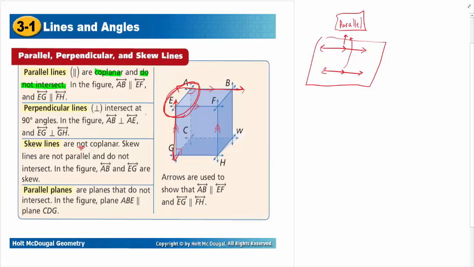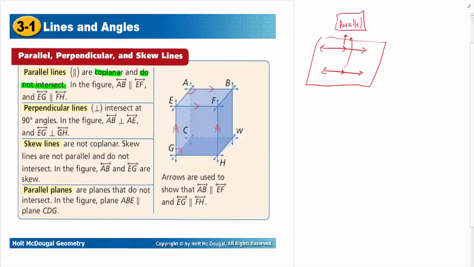Okay, now if they touch, then they're not skew or parallel, I guess, at that point, right? That's the one thing they have in common, is they're not going to touch. So if lines don't touch, they are either parallel or skew, and that has to do with the fact, are they coplanar or not? Okay, so again, this is a good little picture to draw so you can see it, because sometimes the definitions are kind of hard to understand by themselves.